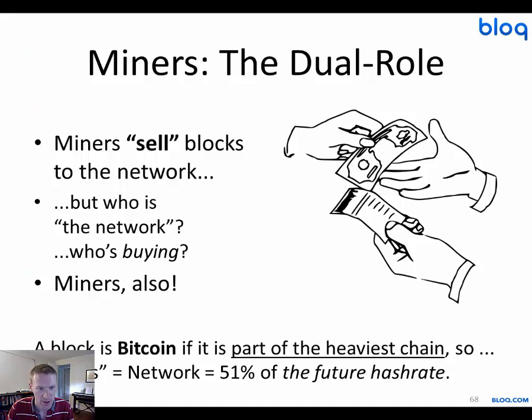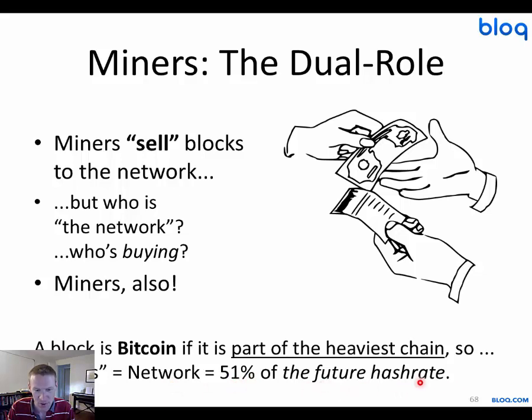Bitcoin network. So I think it's clear that miners sell blocks to the network. They produce a block, and in return they get money. They get Bitcoin. But who is buying? Who gives them the money? Almost always buyer and seller are different people. But in this case, I think they're also miners. Because miners sell to the network, and the network is defined as 51% of the future hash rate.